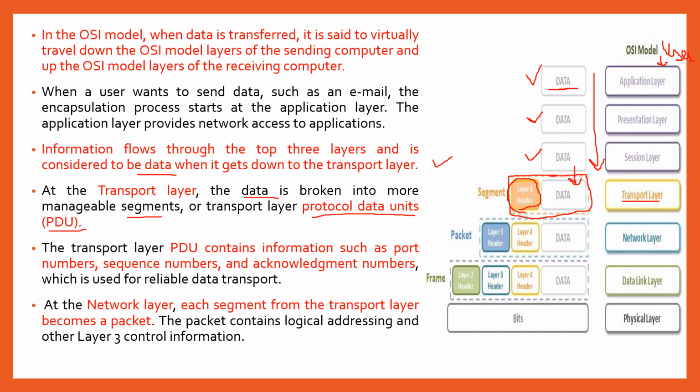And next, when this entire segment comes to the network layer, another header called the layer 3 header will be added, and now this entire unit is called a packet. When this data moves down to the data link layer, the layer 2 header will be added, and this entire thing is now called a frame. And once this frame reaches the physical layer, the work of the physical layer is to convert the frame into the form of bits.